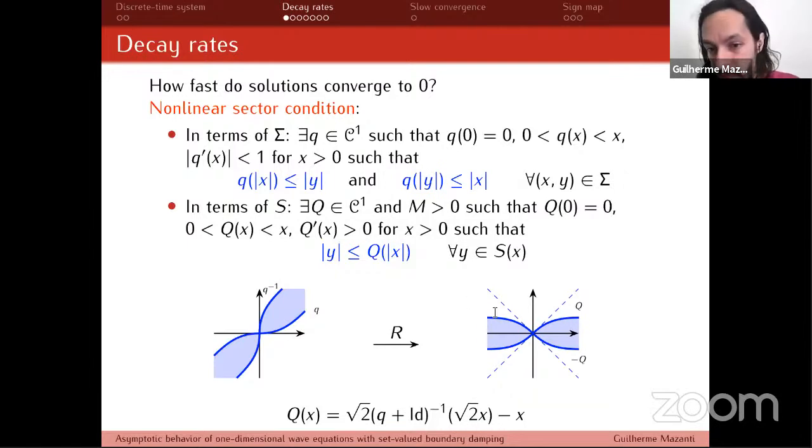So this means essentially that I'm away from identity here, identity meaning just reflection with no change of sign, and minus identity, which is reflection with a change of sign. And so the question is, can we characterize the asymptotic behavior of solutions?